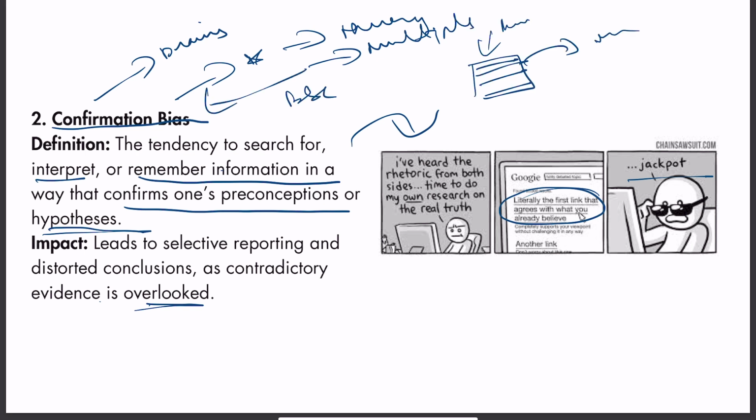So, as a researcher, when you're doing a review of literature or when you're trying to find evidence for your study, if you click only on the links that fit your study, then you're conducting confirmation bias.